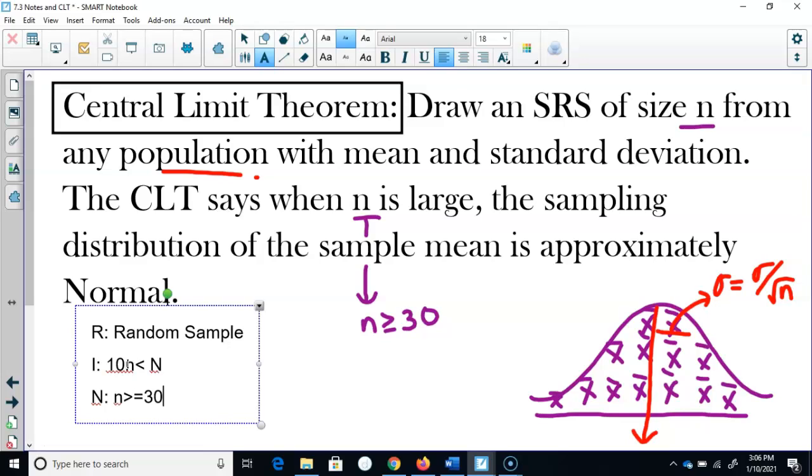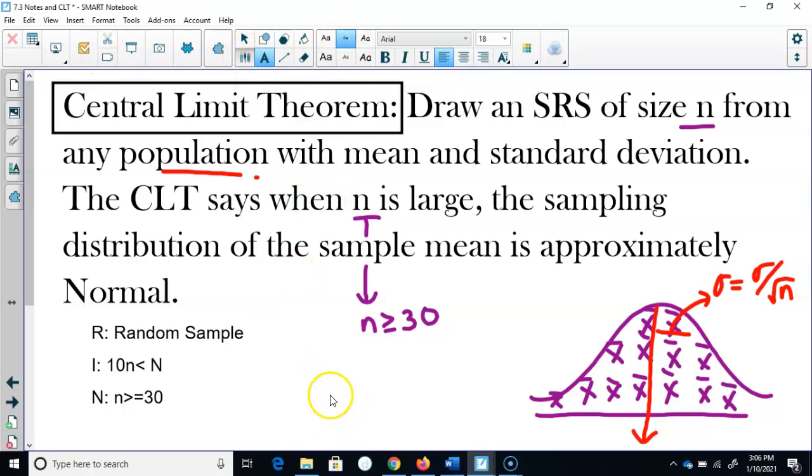So say we can draw an SRS of size N from any population. That population can be very skewed. The CLT says when N is large enough, the sampling distribution of the sample mean is approximately normal. So you can imagine here, I have all these X bars plotted out, right? You could think about it this way: if I took the population of people's ages in the United States.